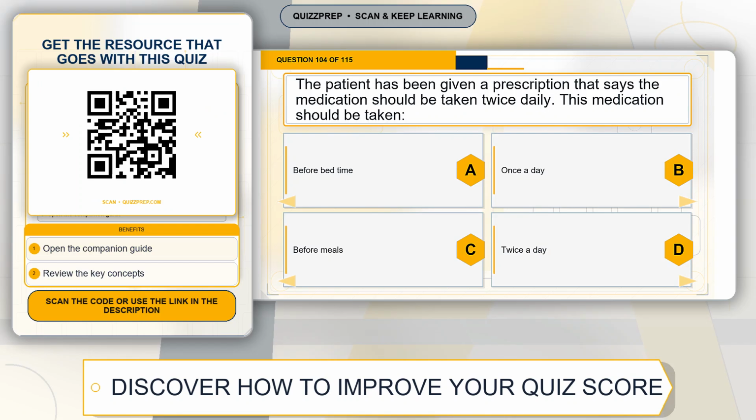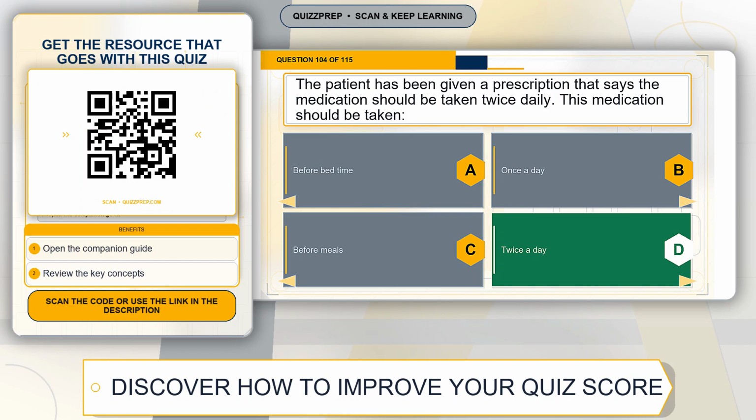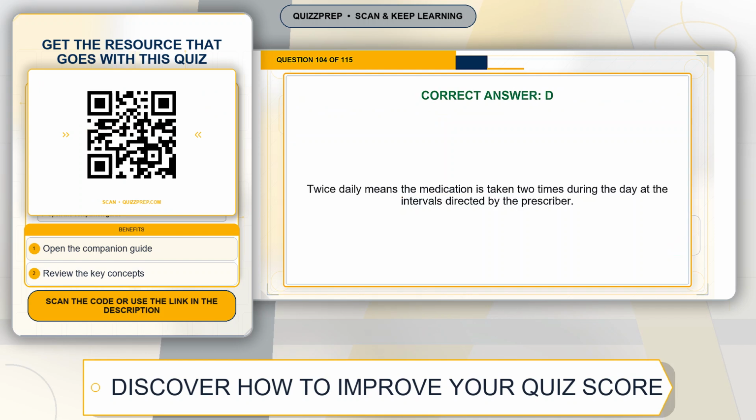Question 104. The patient has been given a prescription that says the medication should be taken twice daily. This medication should be taken: Option A, before bedtime. Option B, once a day. Option C, before meals. Option D, twice a day. The correct answer is option D, twice a day. Explanation. Twice daily means the medication is taken 2 times during the day at the intervals directed by the prescriber.